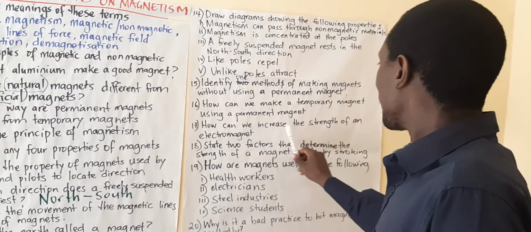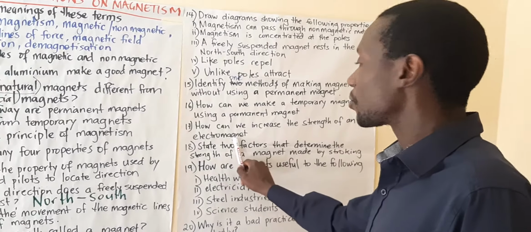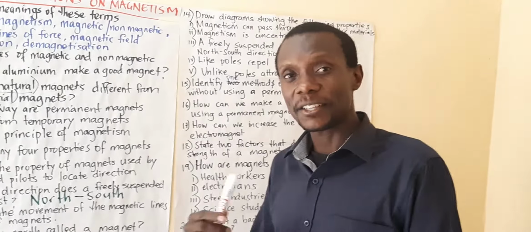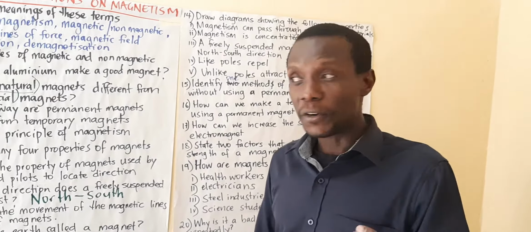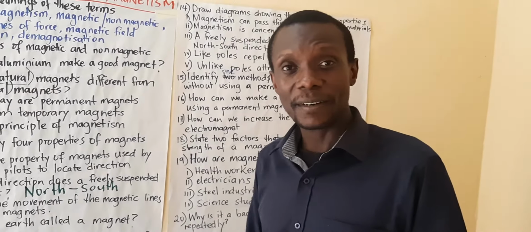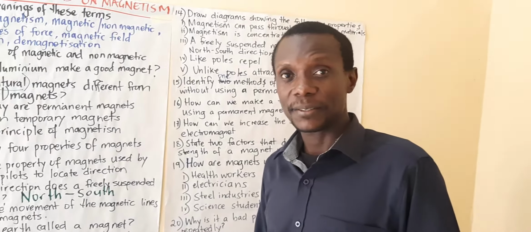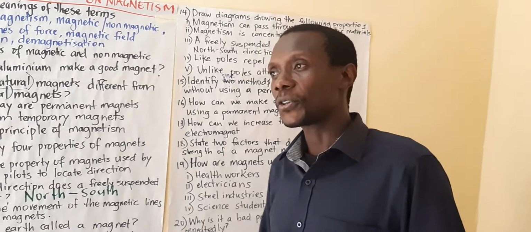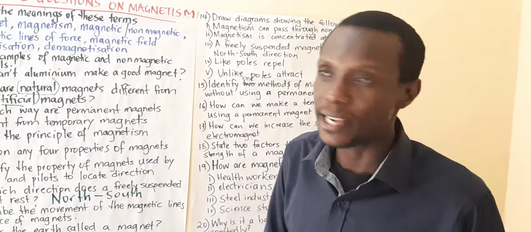How can we increase the strength of an electromagnet? An electromagnet is the one that is made using electricity. How can we increase the strength? First of all, you need to know the factors that determine the strength of this magnet. The first one is the voltage. So if we want to increase the strength, we need to increase the voltage. Or you can say by increasing the number of dry cells.